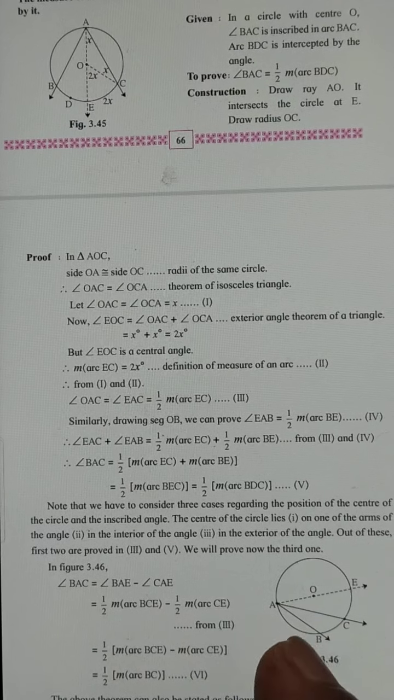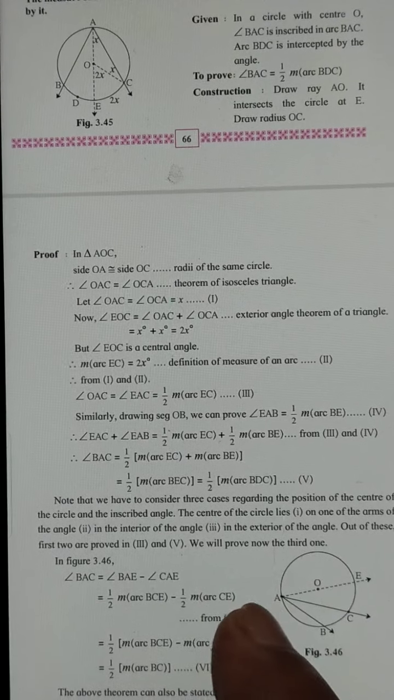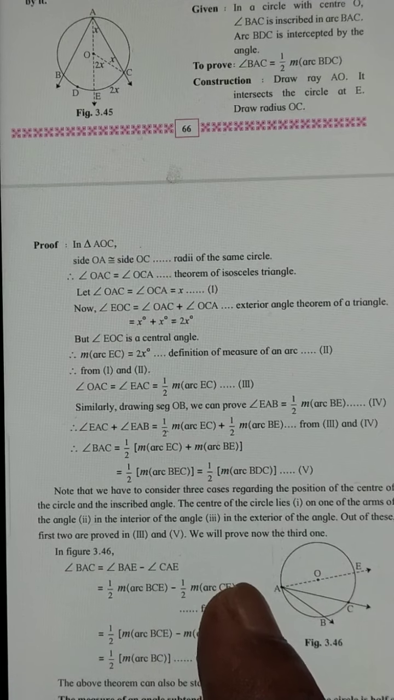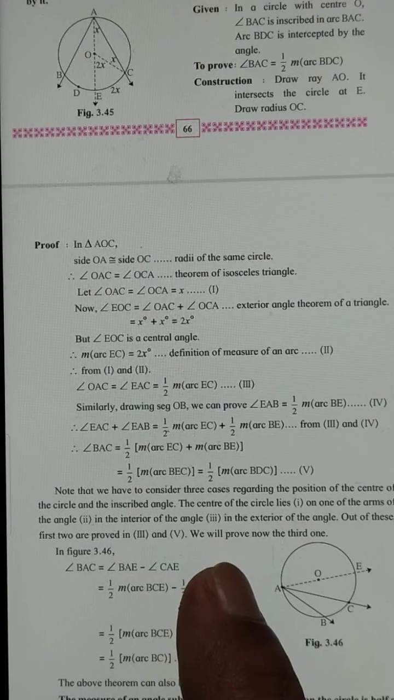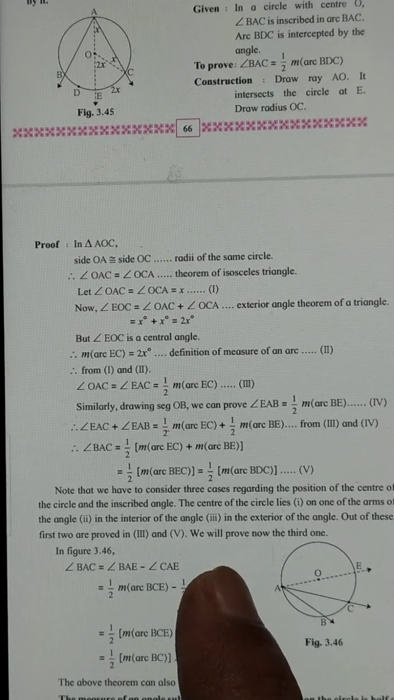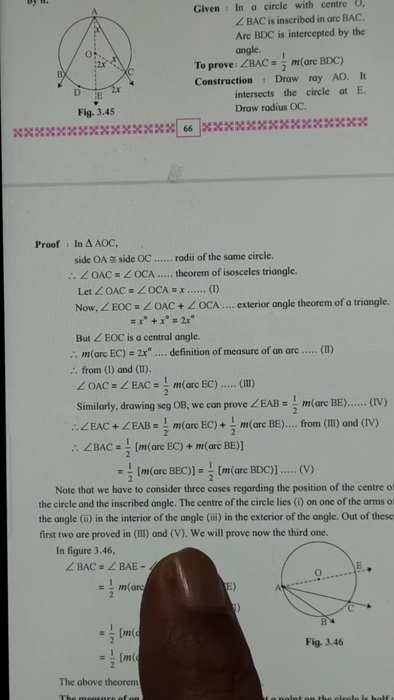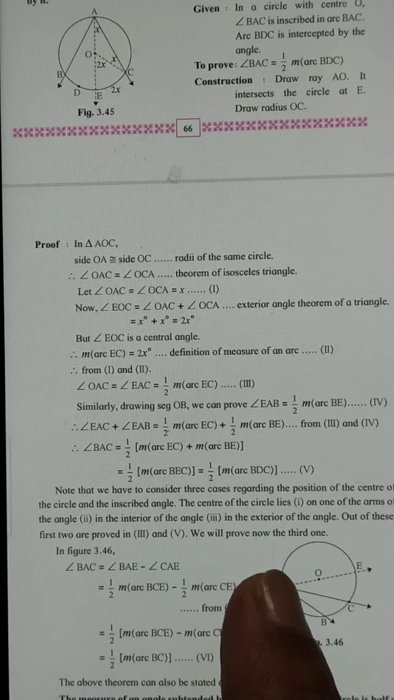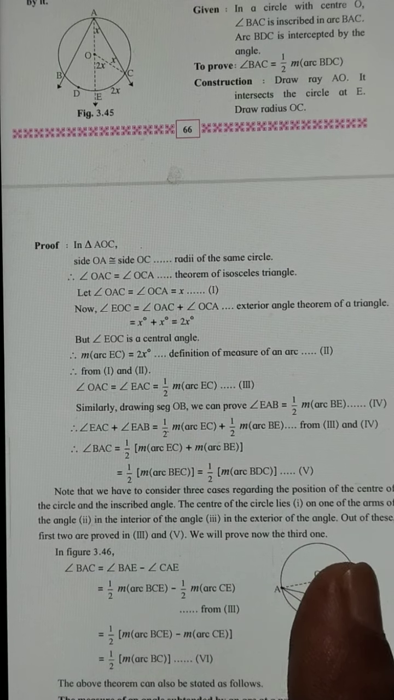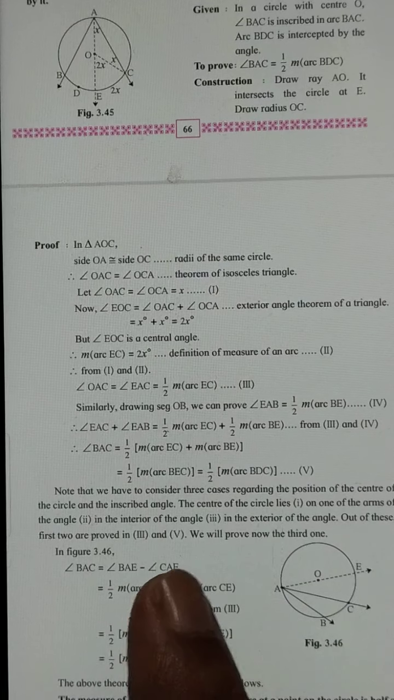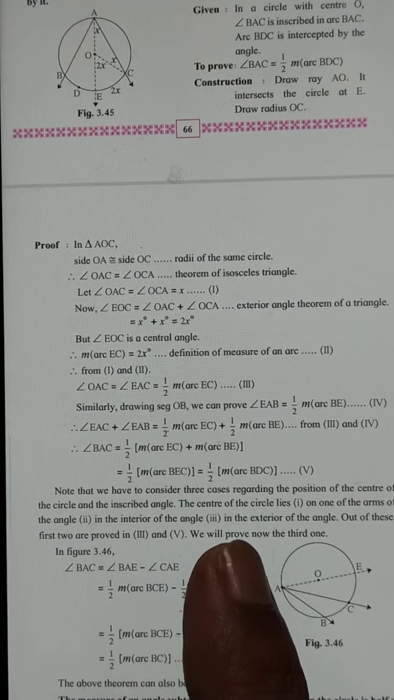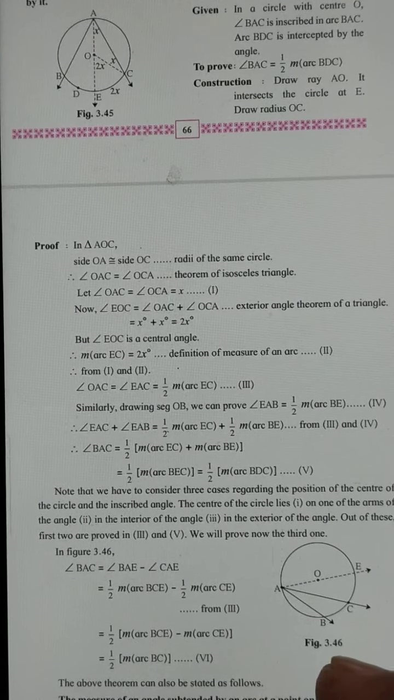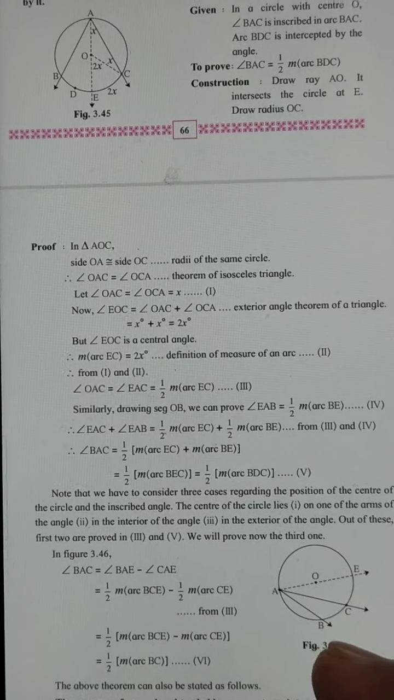So in this way we have proved 2 possibilities. Means here the center of the circle lies on one of the arms of the angle and in the interior of the angle. Now the third possibility, that is in the exterior of the angle. Out of these, the first 2 are proved in number 3 and number 5. Now we have to prove the third possibility.